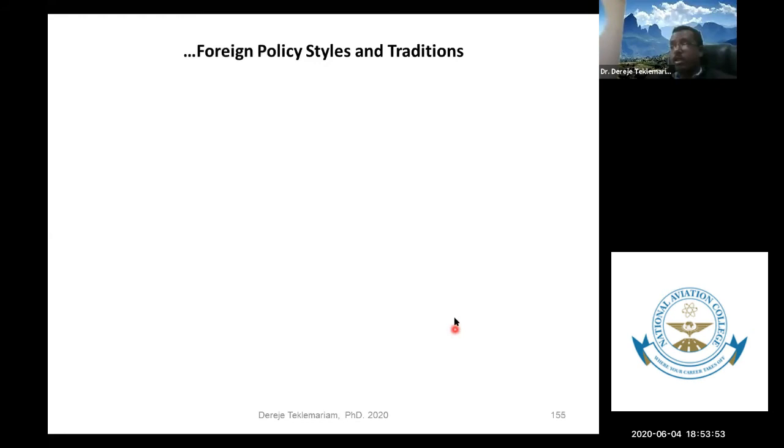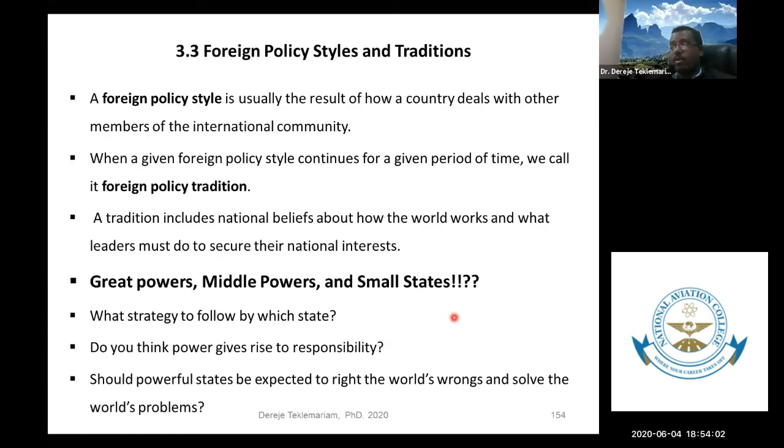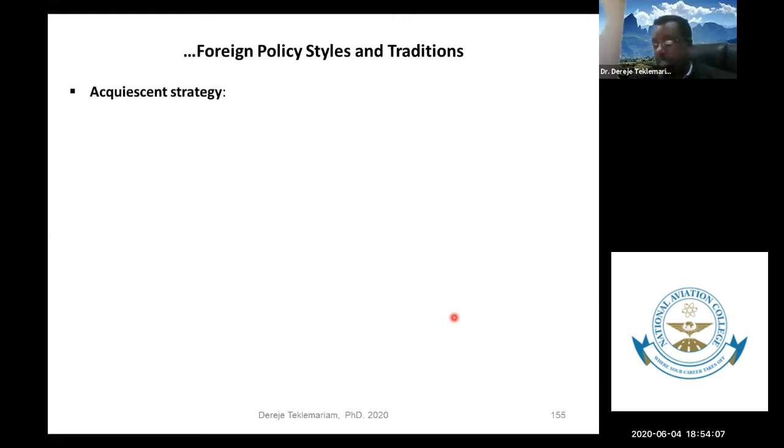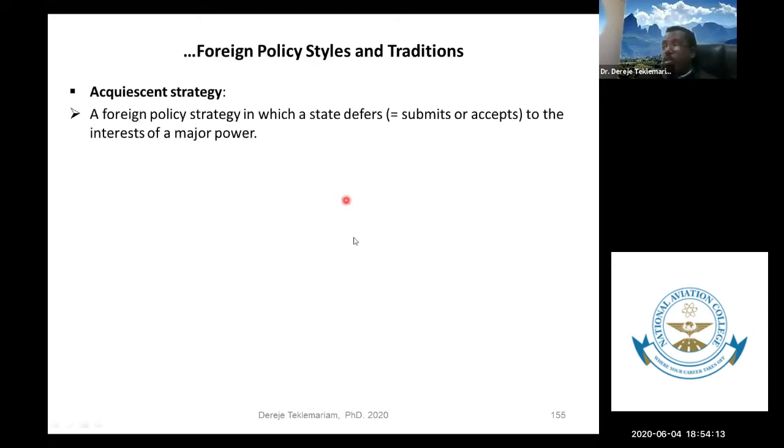So when we talk about foreign policy styles and traditions, from the perspective of great power, middle power and small power, there is what you call the acquiescent strategy. You have to know this as a student of this course. Acquiescent strategy normally is a foreign policy strategy in which a state defers. Defer means I postpone my interest, or I submit my interest to your interest, or I subdue my interest to your interest.